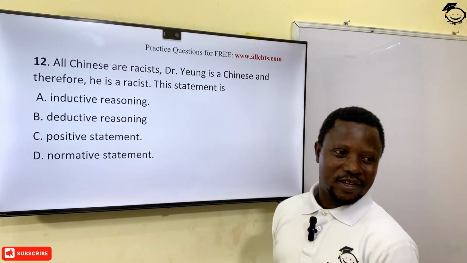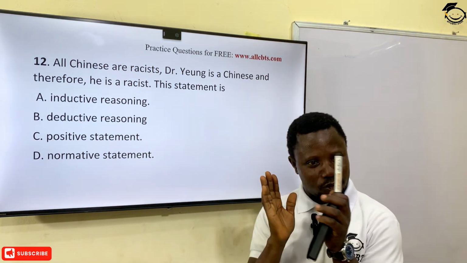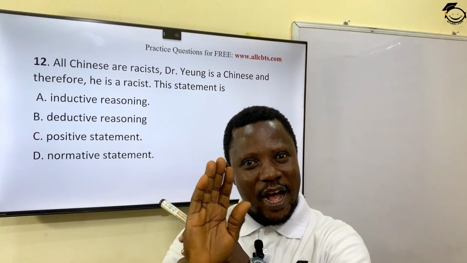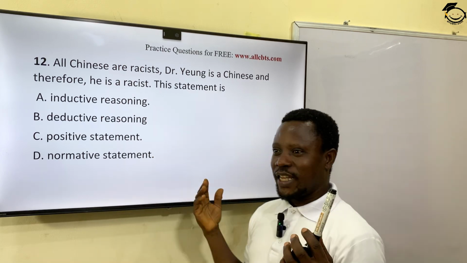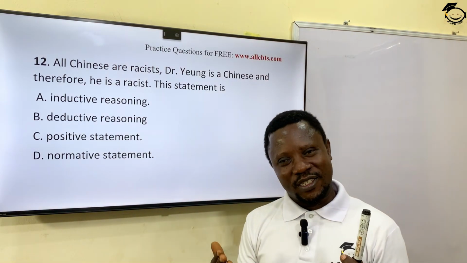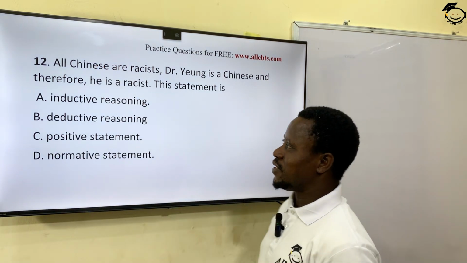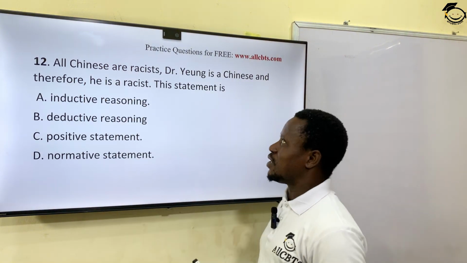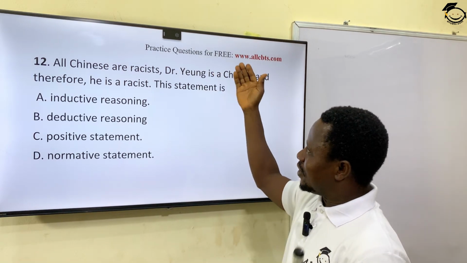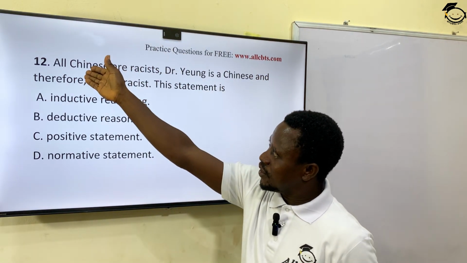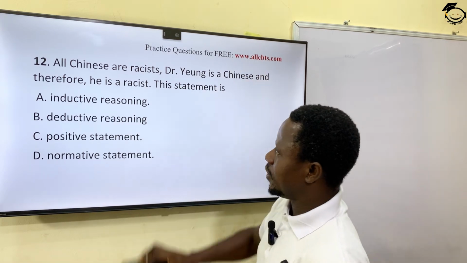This is deductive. This is relational. This is a statement made: all Chinese, not some Chinese, all Chinese are racist. So whether it's Dr. Young or Mrs. Young, what matters is that as long as you're Chinese, you are racist, deduced from the statement that was made right from here. So the correct answer is deductive. We are deducing that from the first statement. Young may not be racist, but as long as he is Chinese, and the first statement says so, deducing from this is that he is racist. Deductive reasoning. Okay? Let's see the next question.